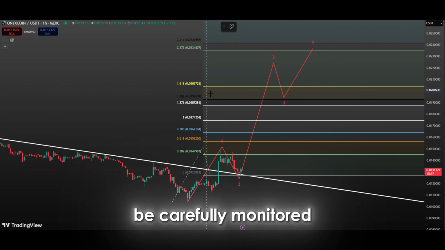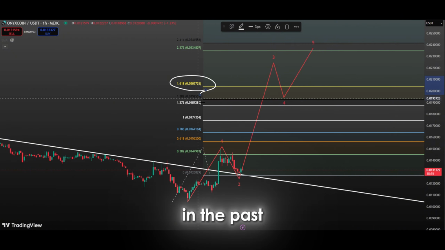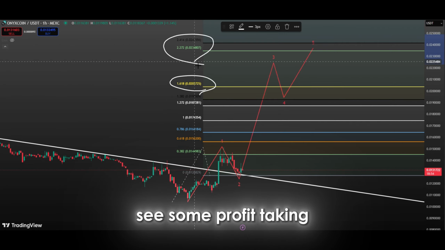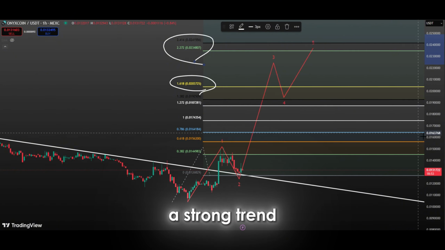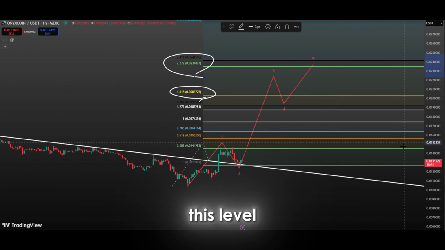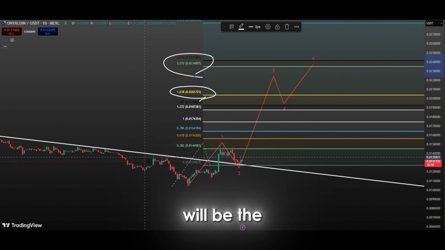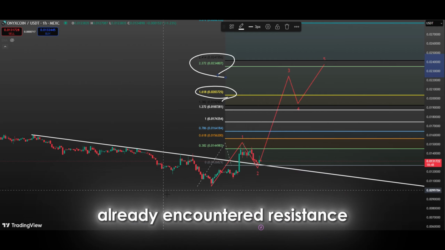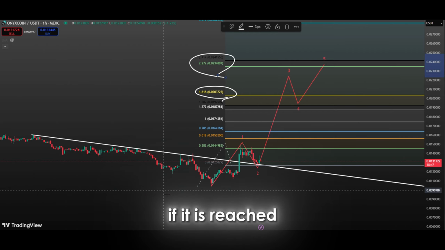This level should be carefully monitored, as it is an area where the price has received harsh reactions in the past. If the price reaches this level, the market may see some profit taking and a short-term pause. However, since the third wave usually forms a strong trend, if the buyers are dominant enough, the price could easily break through this level. With the break of the yellow line, the next target of the third wave will be the green line. The green line is important as a point where the price has already encountered resistance, and it will be necessary to gauge the market's reaction if it is reached.